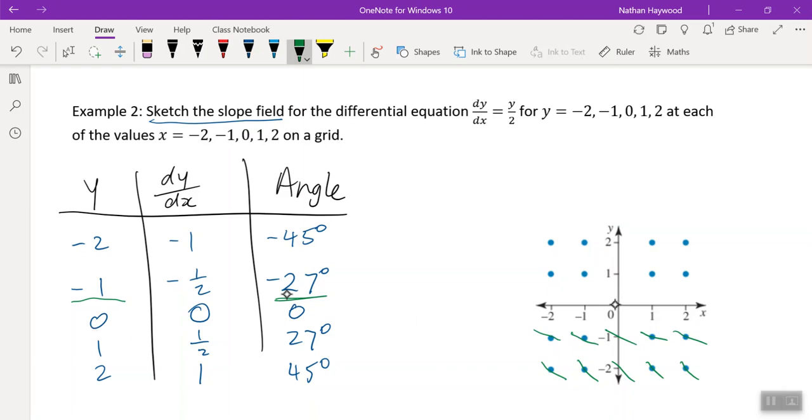For y equals 0, you've got 0 degrees. For y equals 1, you've got 27 degrees. And for y equals 2, you've got a slope of 1 or a slope of 45. So this time it's symmetric around this axis, which is the x-axis.